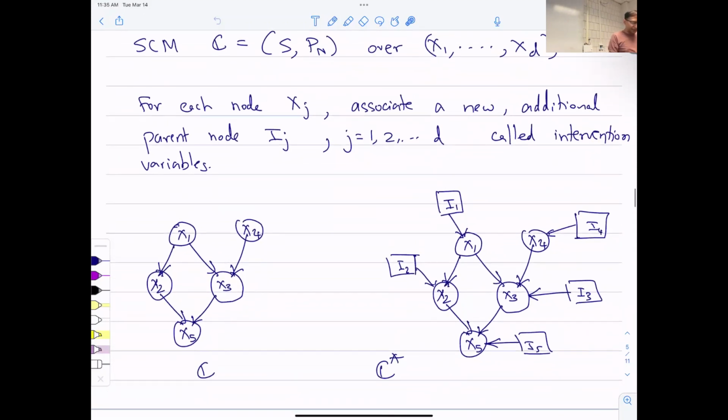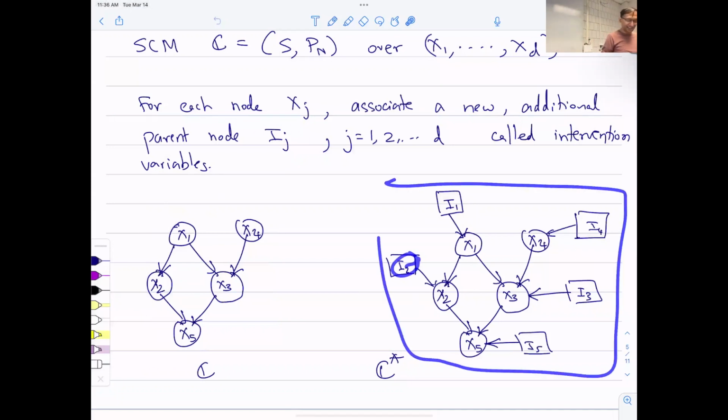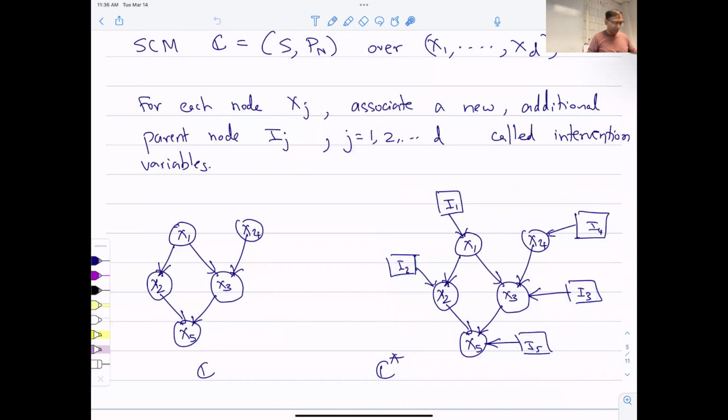So this is my graph. What I can do is for every node, I can associate an intervention node. So this is a new graph I'm creating, C star. For every x1, I'm putting an incoming directed edge, I1. For x4, I have an I4 and so on. I'm putting a square box around it just to say that this is a fictitious node that we have created. In reality, on this graph, everything is really a round node. Just new nodes. I've just created new random variables.